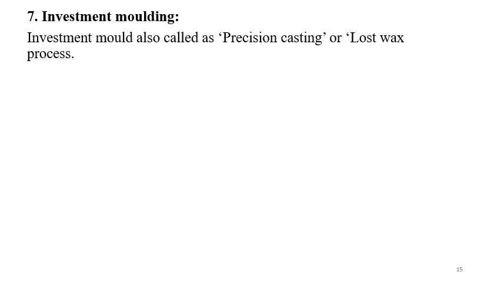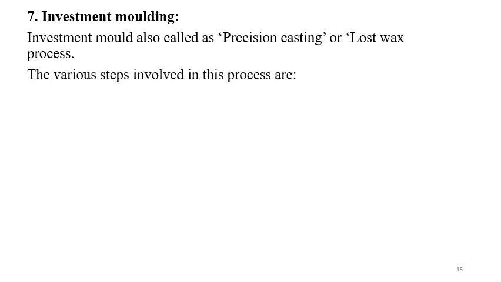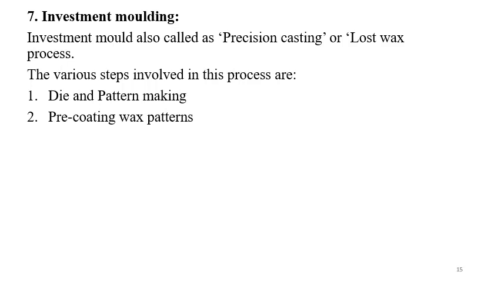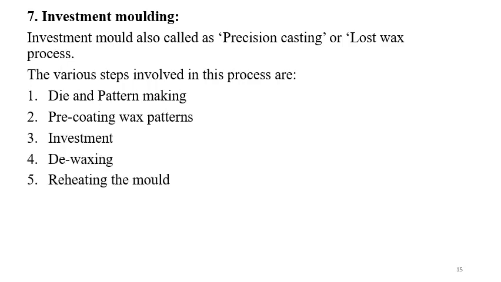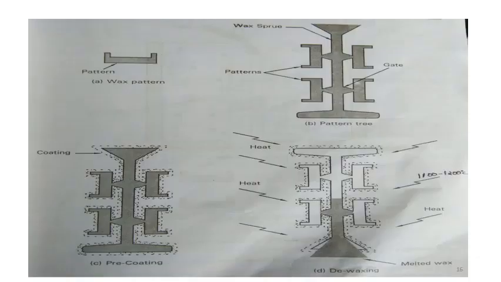Investment molding is also called precision casting or lost wax process. The various steps involved in this process are: first, die and pattern making; second, pre-coating wax pattern; investment, de-waxing, reheating the mold, and melting and pouring. You can see this figure clearly.